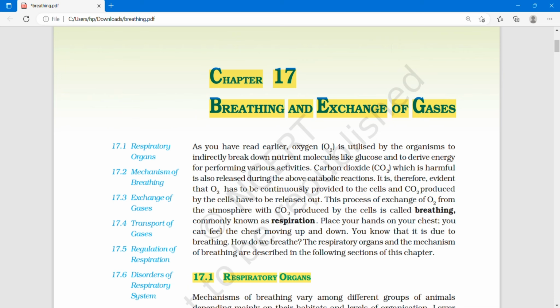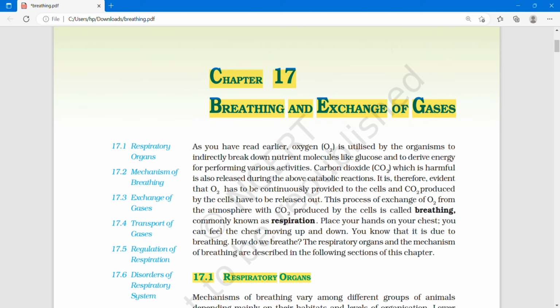to indirectly break down nutrient molecules like glucose and to derive energy for performing various activities. Carbon dioxide, that is CO2, which is harmful, is also released during the above catabolic reactions. It is therefore evident that O2 has to be continuously provided to the cells and CO2 produced by the cells have to be released out.